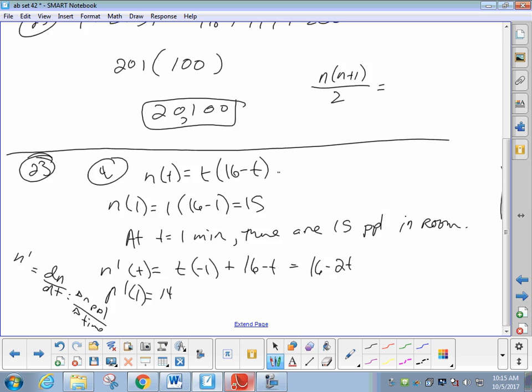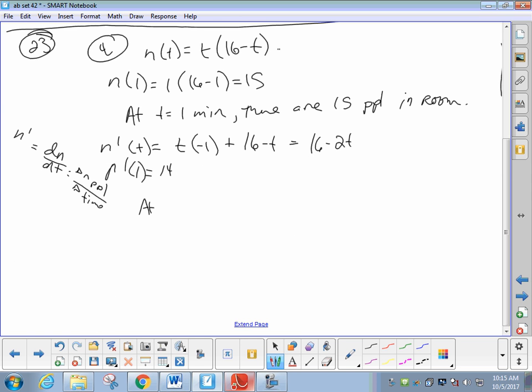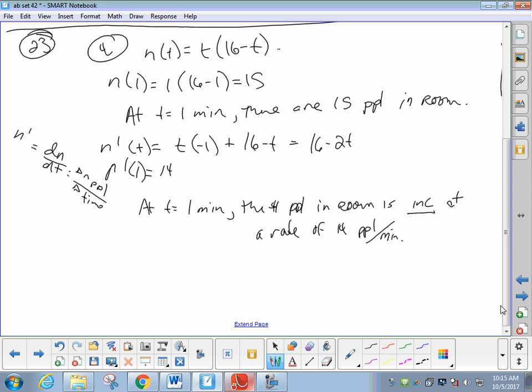So interpret. At time equal 1 unit, minute, the number of people in the room is increasing. Interpret the sign: increasing at a rate of 14 people per minute. That's sort of odd.